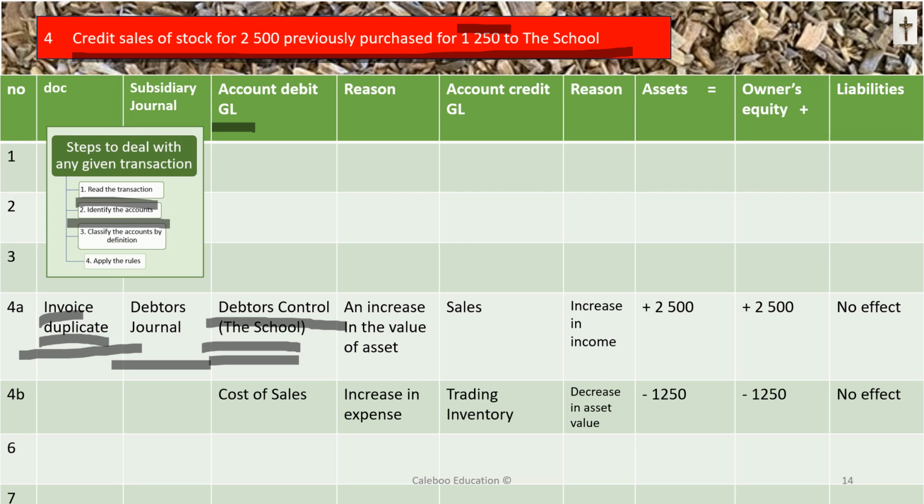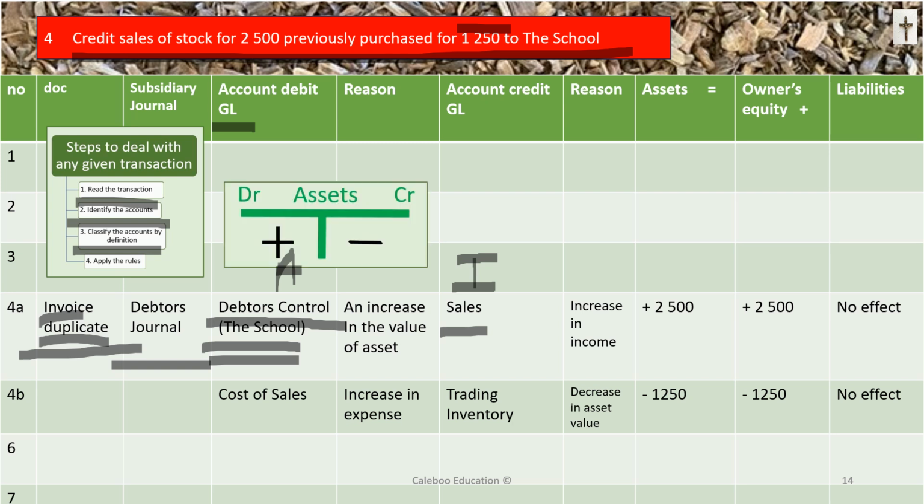Now, the account that is credited in the first part of this transaction is sales. And let's have a look now and apply the rules. Classify the accounts by definition. Okay, we classify these accounts. A debtor or accounts receivable is an asset. Sales is income that is being earned by the business. And if I apply the rules, debtors are assets. On our books after a sale, the value of the debtors has increased. The account must be debited.